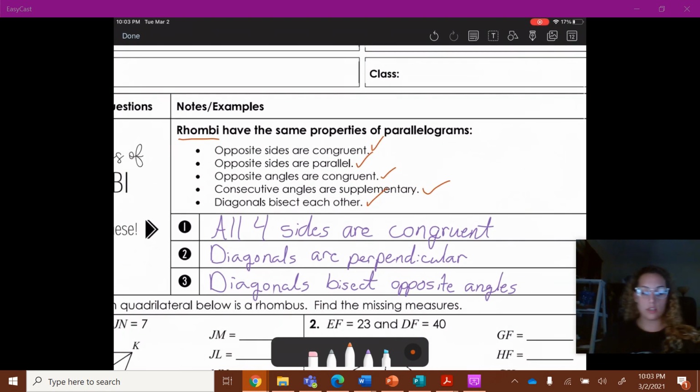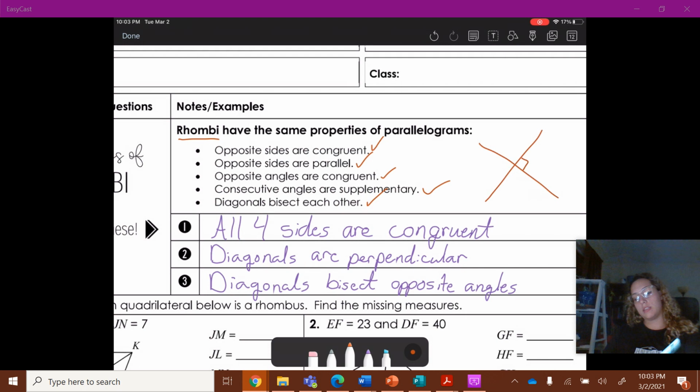One, all four sides are congruent, kind of like a square, right? So all four sides are congruent, meaning it's going to be equal no matter what side we're looking at. We also know that diagonals are perpendicular. Perpendicular means hit at a right angle, for anybody who does not remember that. So they hit at a right angle. This is 90 degrees. So that's perpendicular for those diagonals.